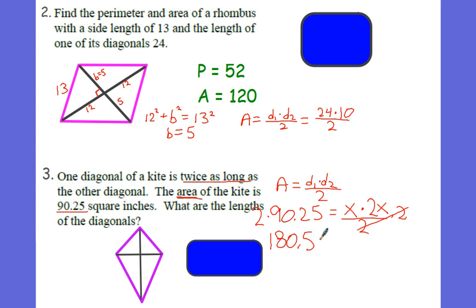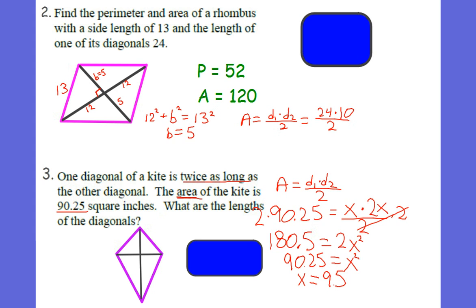So we get 180.5 equals, now we've got x times 2x, which would give us 2x squared. Solving for x, divide both sides by 2. So this goes back down to 90.25 equals x squared. Go ahead and use your calculator. Take the square root of that number. Let me flip this around. So we end up with x equals 9.5.